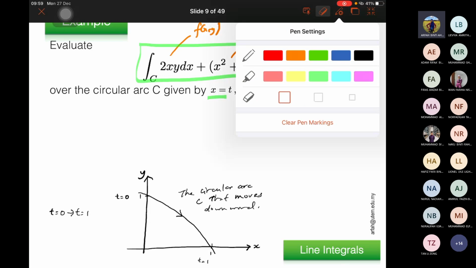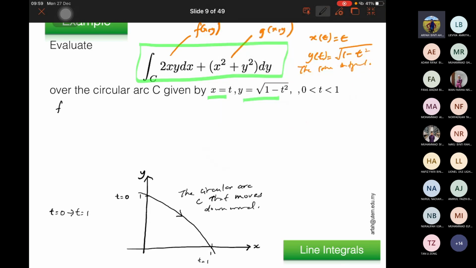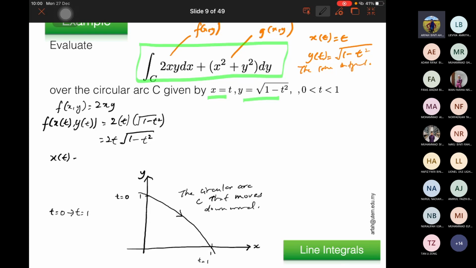So for this one, you are going to have your f(x, y) sama dengan 2xy. Okay. F(x(t), y(t)) akan sama dengan 2, x sama dengan t darabkan dengan t, y sama dengan set 1 tolak t squared. So 2t set 1 tolak t squared. x(t) equal to t, x prime t sama dengan 1. Okay. That is for your f function.